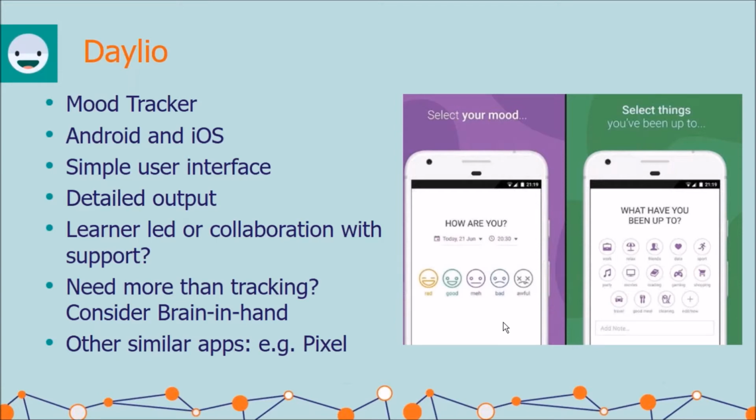If you need more than tracking, as in this is used to track your mental health, if you need something more along the lines of providing support and guidance with mental health, and certainly learners with autism as well, then I'd consider Brain in Hand. We've got another webinar for that on our channel as well. There's another similar app, which is a more simple interface, but maybe not as clear with the symbols, and that's called Pixel.